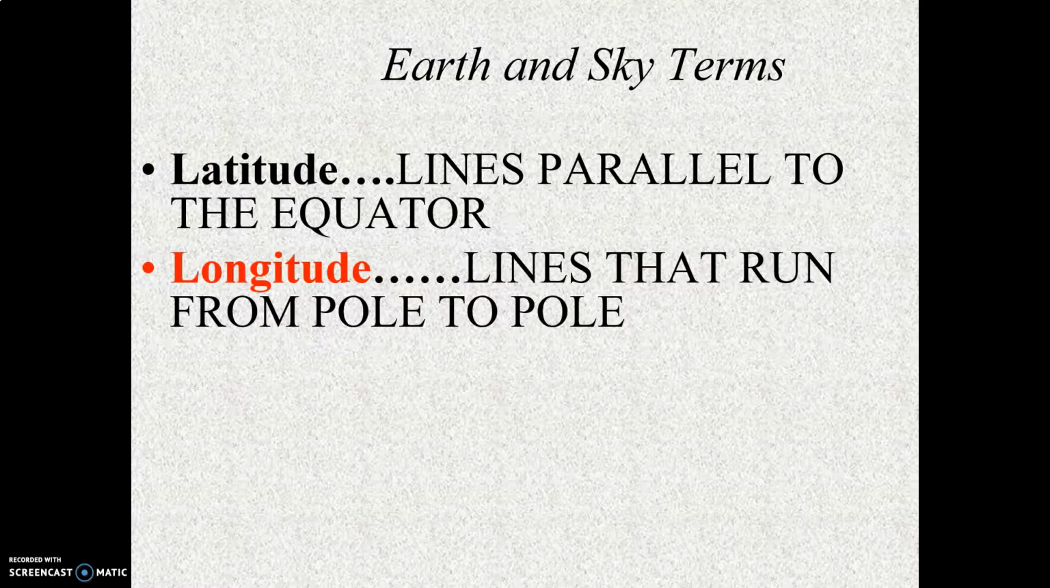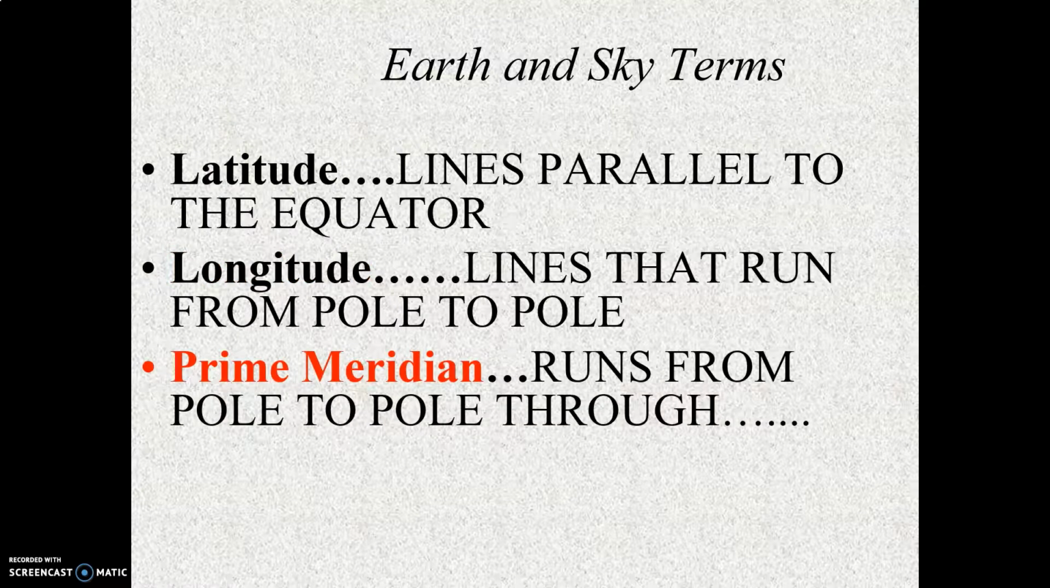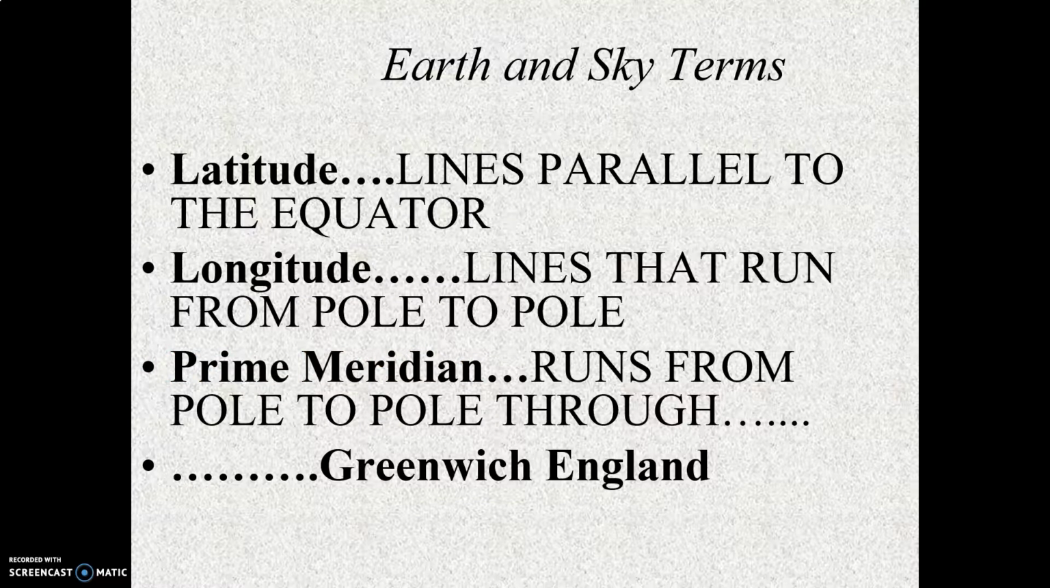Longitude lines run from pole to pole, North Pole to South Pole, and it runs through Greenwich, England. The line that runs straight through Greenwich, England is the starting point, and that's called the prime meridian. You've got to know these things. You've got to know what latitude is, what longitude is, and what the prime meridian is. You also have to know what the equator is, and that the prime meridian runs through Greenwich, England.